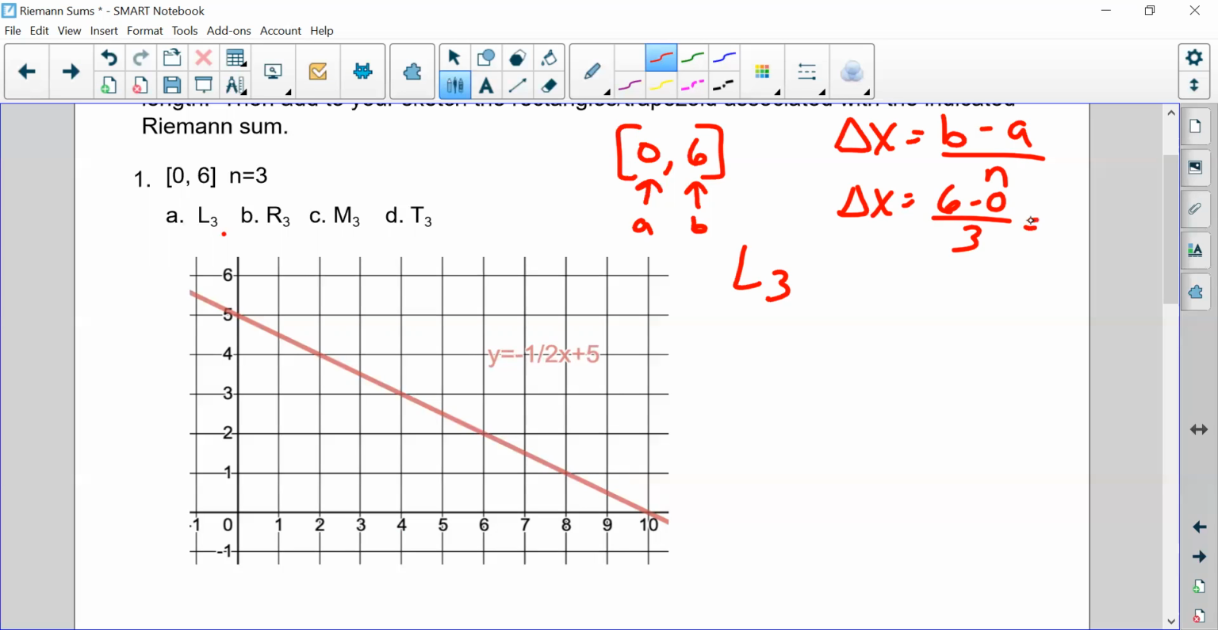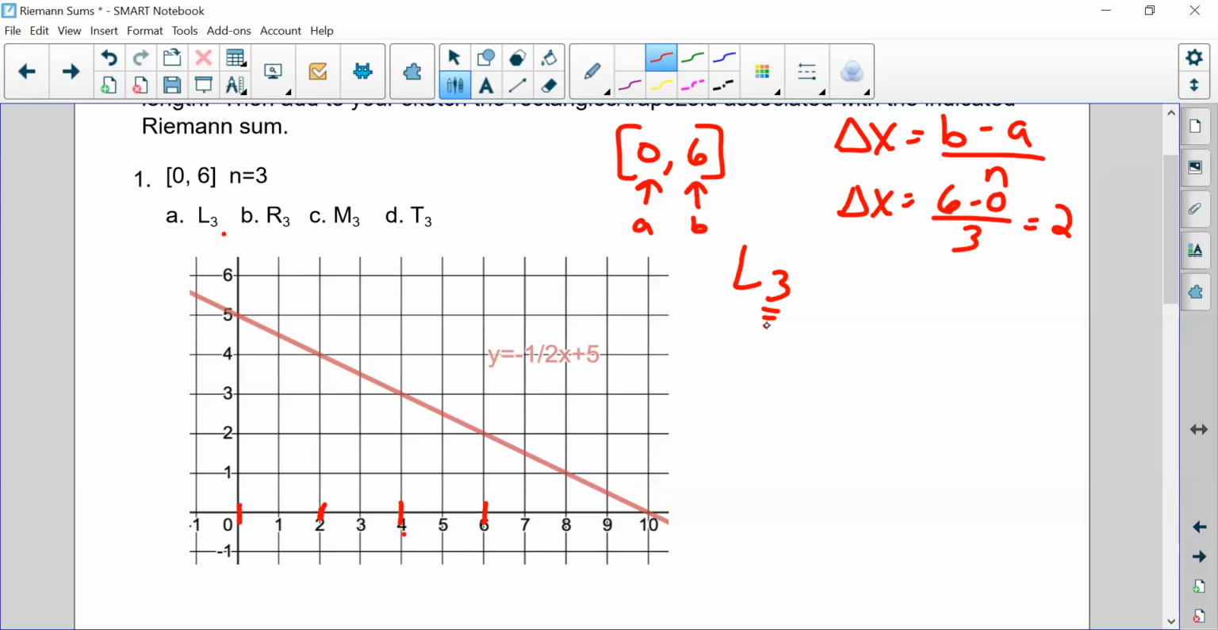So what does my delta x represent? What does that equal here? 2. That tells me I go to the beginning of my interval, which is 0, and I go 2 each time on my x-axis. So I go 2, and there's my first rectangle, with a width from 0 to 2. My next rectangle goes to 4, and then to 6. You can see I'm going to get 3 rectangles, which matches up with that 3 there. That's the first thing you check.